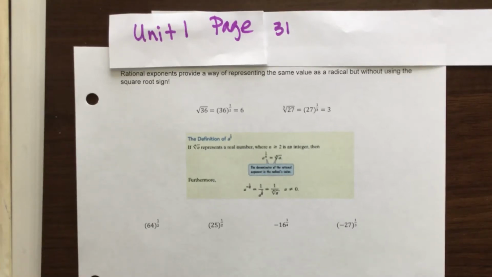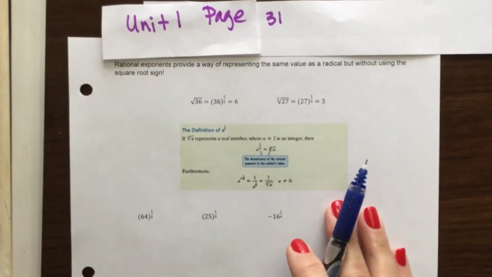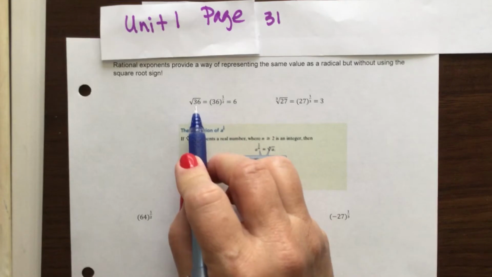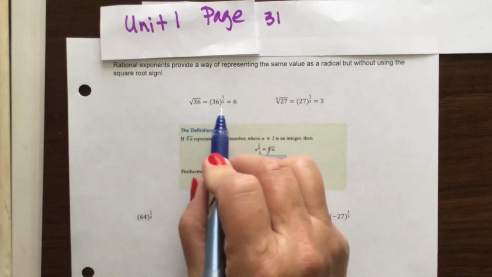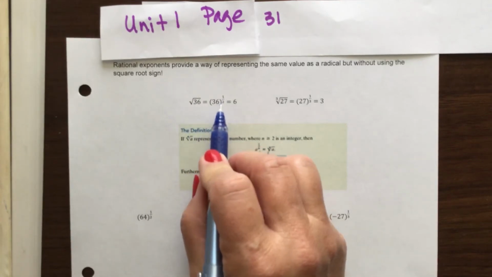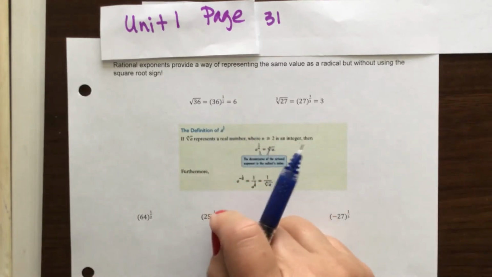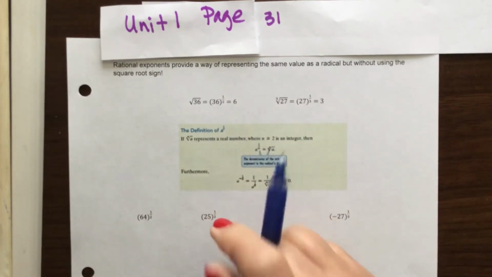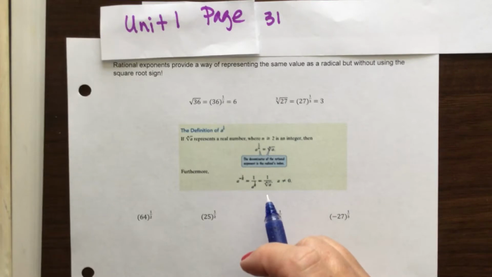All right, so this next section is just a different way of writing a radical, a square root or a third root or a fourth root. So it's broken down, like this particular one, the square root of 36, they write it as 36 to the 1/2 power. So you're thinking, oh my gosh, how do you do fractional powers? It's actually not a fraction as a power.